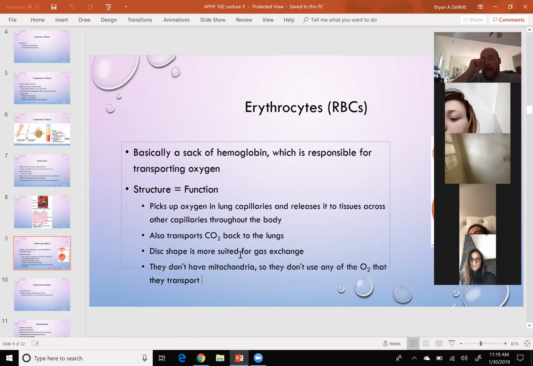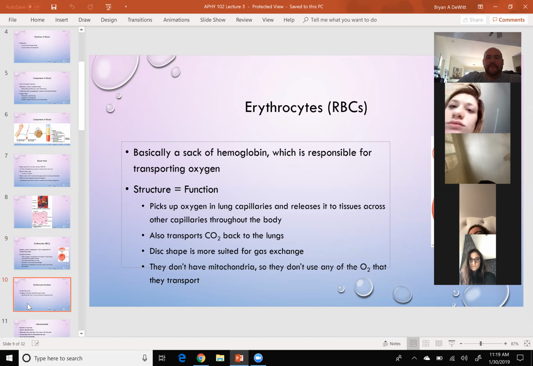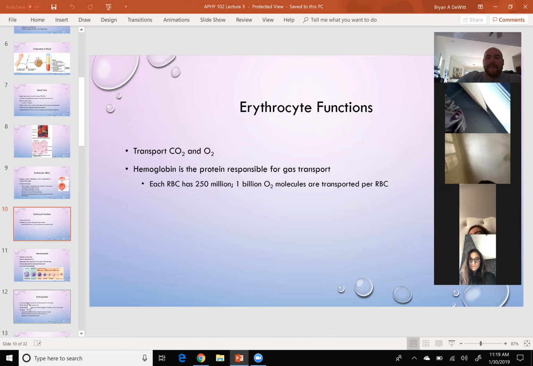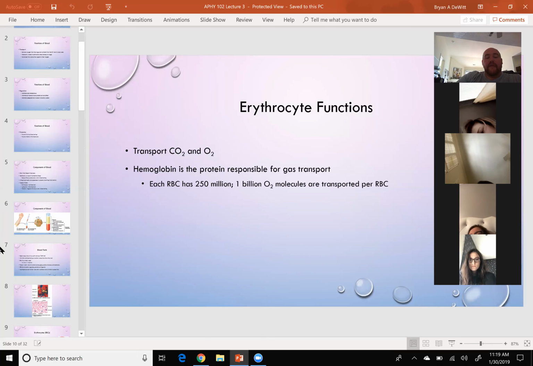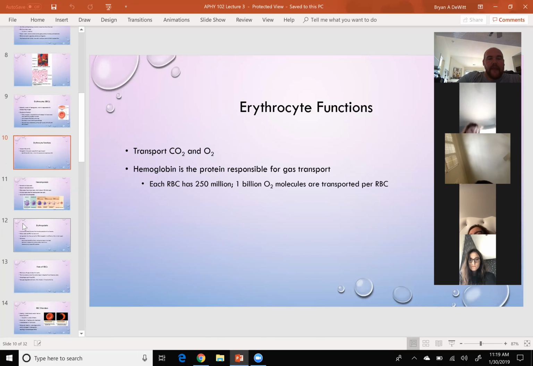So basically, hemoglobin, you can kind of think of it like a rocket ferry, right? The molecules get on, they go on a trip to wherever they're going to go, and then they get off. Kind of like a bus. Sure. So about 1 billion oxygen molecules are transported per red blood cell. That's pretty dope.